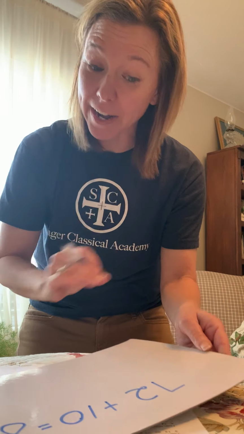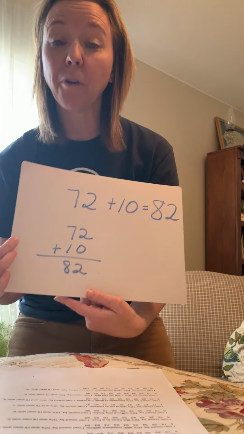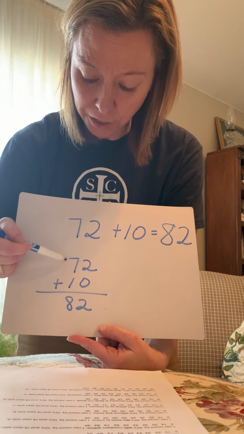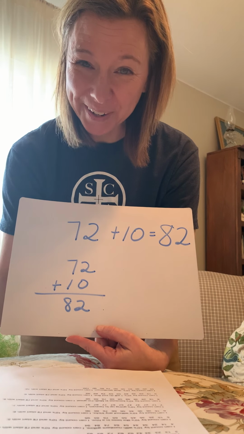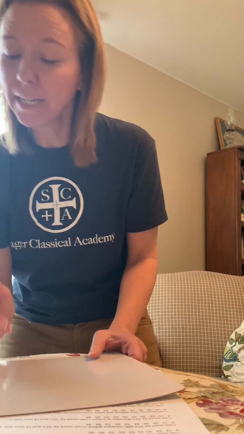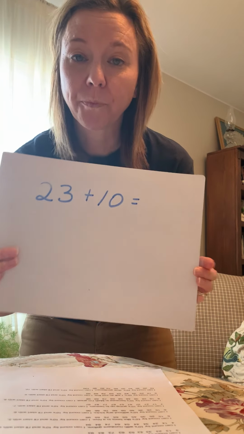All right, now I'm going to write it top to bottom. 72 plus 10 equals 82. So remember, I can also write it like this. 72 plus 10 equals 82. Okay, now let's do one more together. One more, let's see. 23 plus 10 equals. Okay, you tell me. 23 plus 10 equals what?